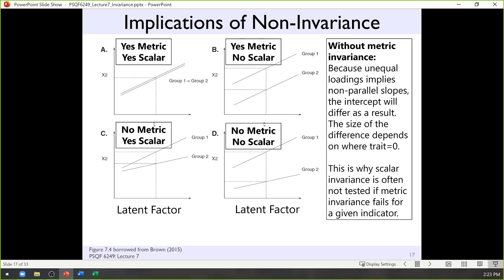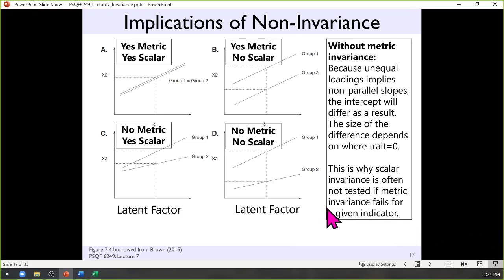Typically though, if you have an item that fails metric, if the slopes need to be different, for that reason, we skip the test of the intercepts because the intercepts could be different because the slopes are different. Okay, does that make sense? All right, I think I'm caught up on the questions. Any other questions?